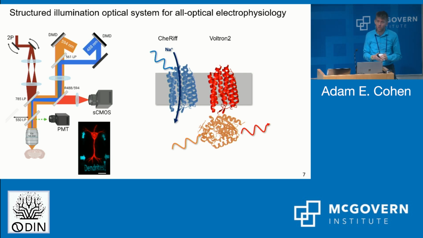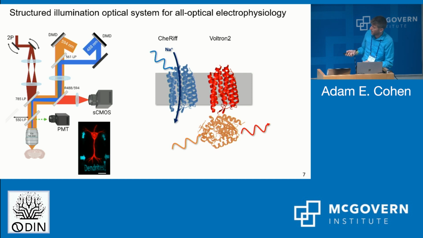This is all one photon imaging, and so we're very sensitive to background issues. And then we also have a 2-photon microscope, which we can use for structural imaging. We'll use a blue light activated channelrhodopsin, and the voltage indicator we use is called Voltron 2, which is a more advanced version of the voltage indicators that I showed you at the beginning.